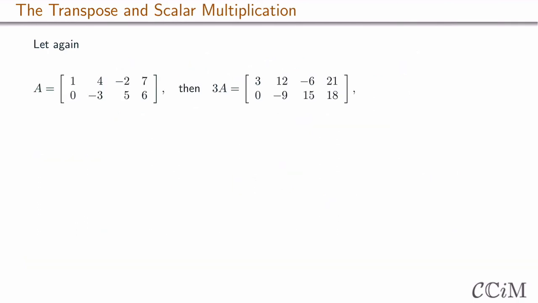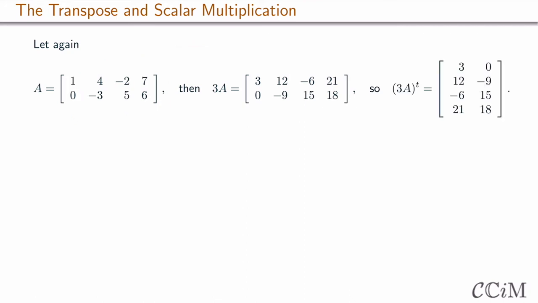Let's find out how the transpose interacts with scalar multiplication. Let's again look at an example. A is a 2x4 matrix, 2 rows, 4 columns. And we know how to find 3 times A. We simply multiply each element of A by 3 to obtain the elements of 3 times A.